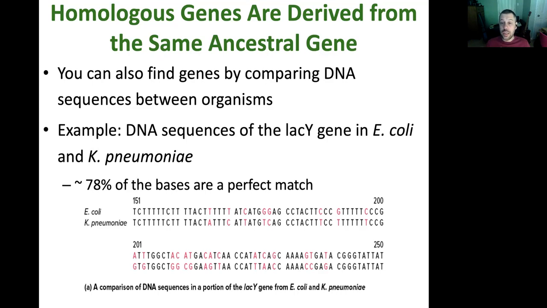This is the LAC-Y gene in E. coli versus a different bacteria. And you can see that these are relatively closely related, so that 78% of the bases in these genes are a perfect match. Here's just a small example of the gene. Anything that's in red does not match. Anything that's in black does match. And the first line is one bacterial species, and the one below it is a second bacterial species. So this is another way you can look for genes in closely related organisms.